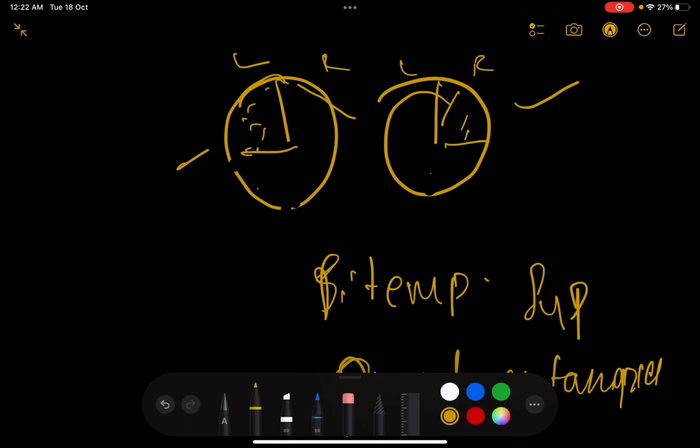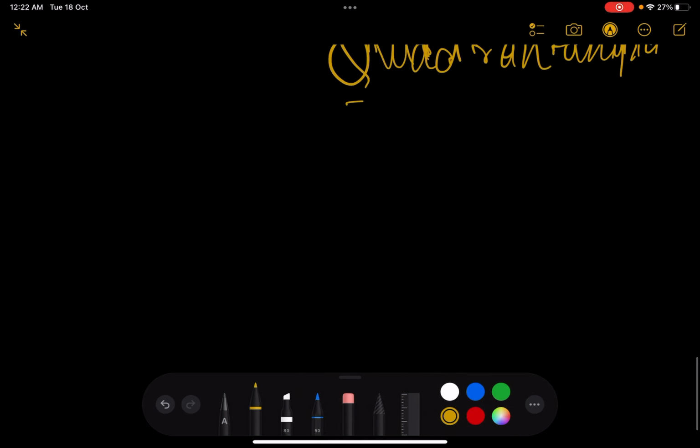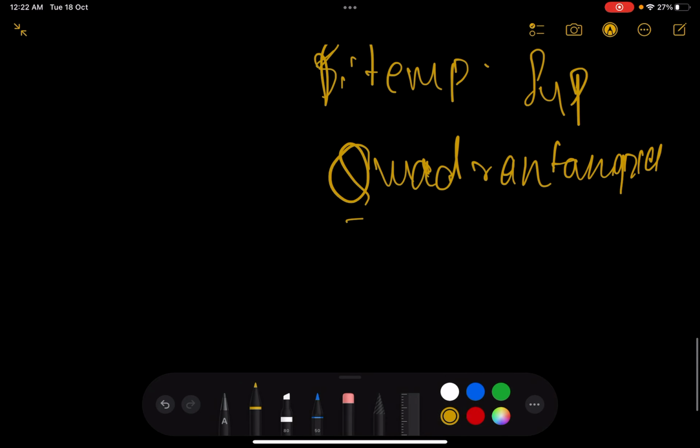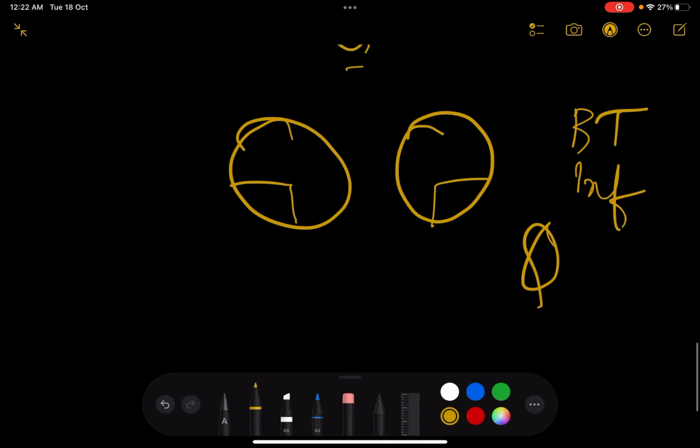Similarly, you could say that it is a heteronymous temporal quadrantanopia. Similarly, if let's say your craniopharyngioma is affected, that means that the superior fibers are affected and the inferior field would be affected. So it's called obviously the bitemporal inferior quadrantanopia. Simple. Correct.